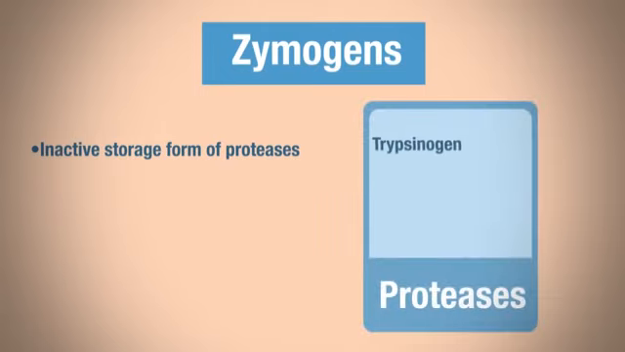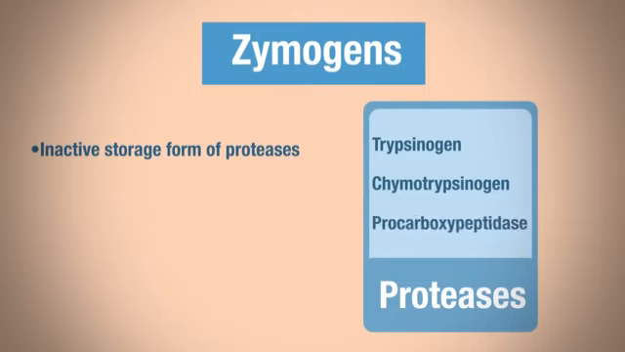Let's focus on zymogens for a minute. So zymogens are inactive storage forms of proteases. These include trypsinogen, chymotrypsinogen, and procarboxypeptidase. So these are inactive storage forms, okay? These proteases are stored in zymogen granules. And what we mean by zymogen granules are secretory cells that contain trypsinogen, chymotrypsinogen, and procarboxypeptidase.